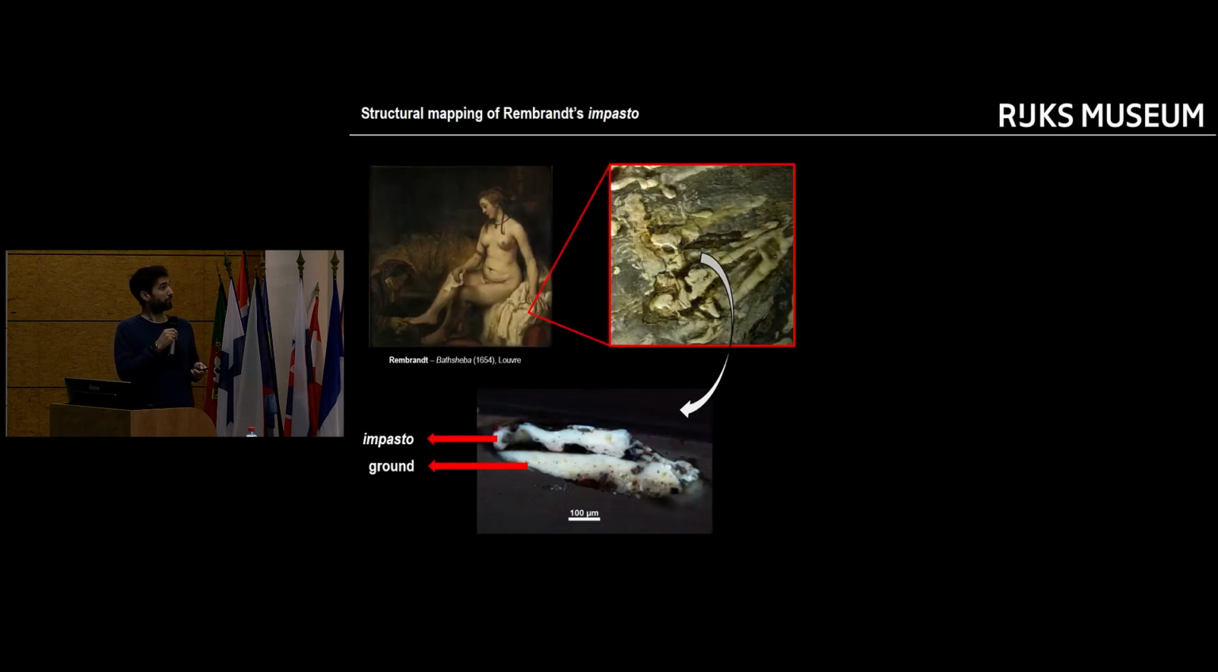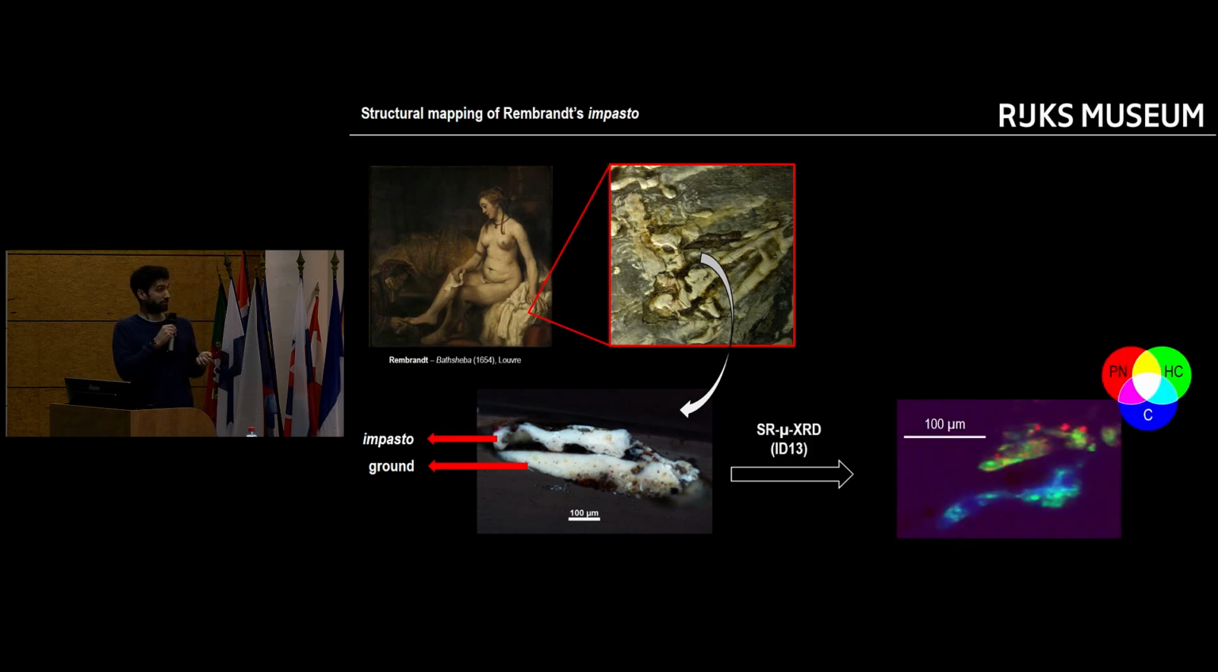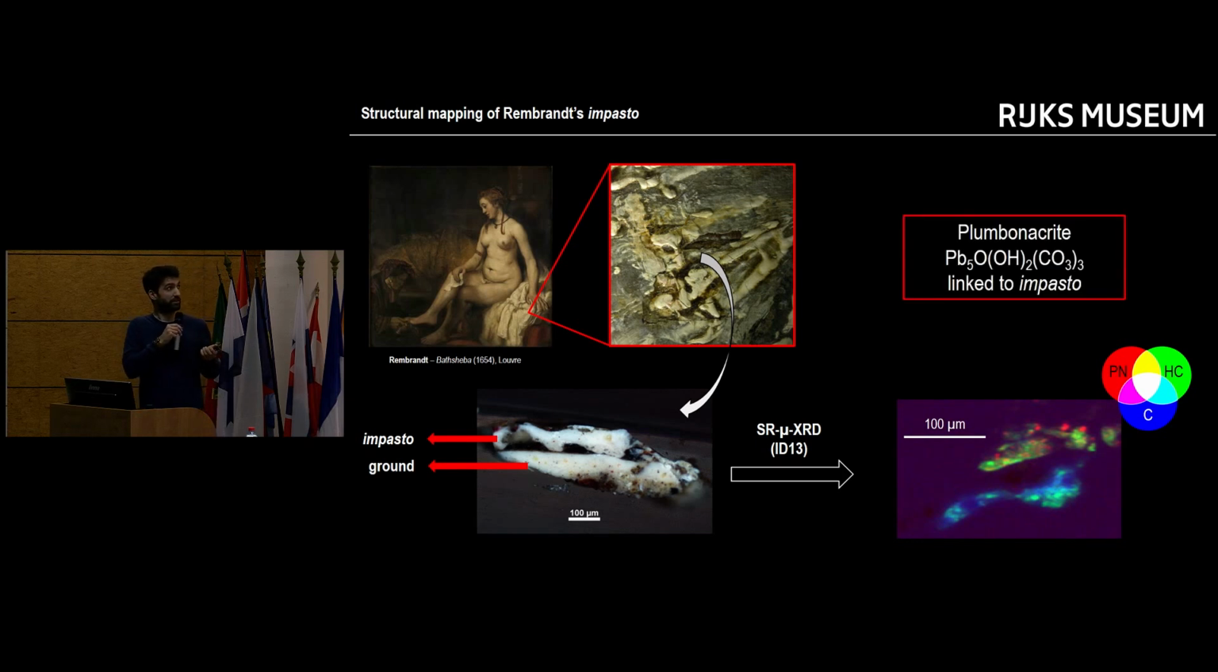Okay, so what we were lucky to have is a very nice sample from the Louvre where we had one layer of impasto, this white layer, directly on top of a white layer, but which is not impasto. And what was, again, very convincing is that this plomonacrite phase was localized only in this impasto layer. The classic lead-white layer, which was used for the ground, was composed of hydrocerussite and cerussite, as you would expect. So it did seem, indeed, that plomonacrite is linked to impasto.